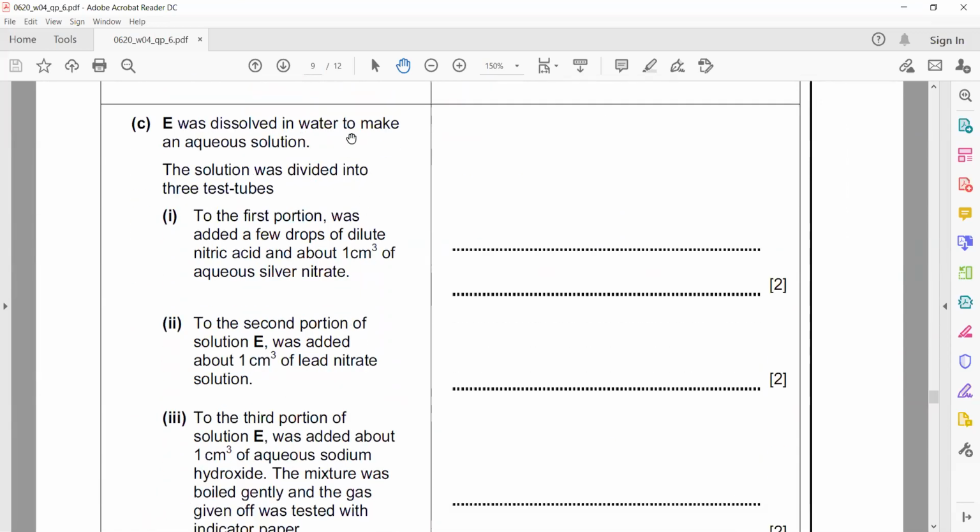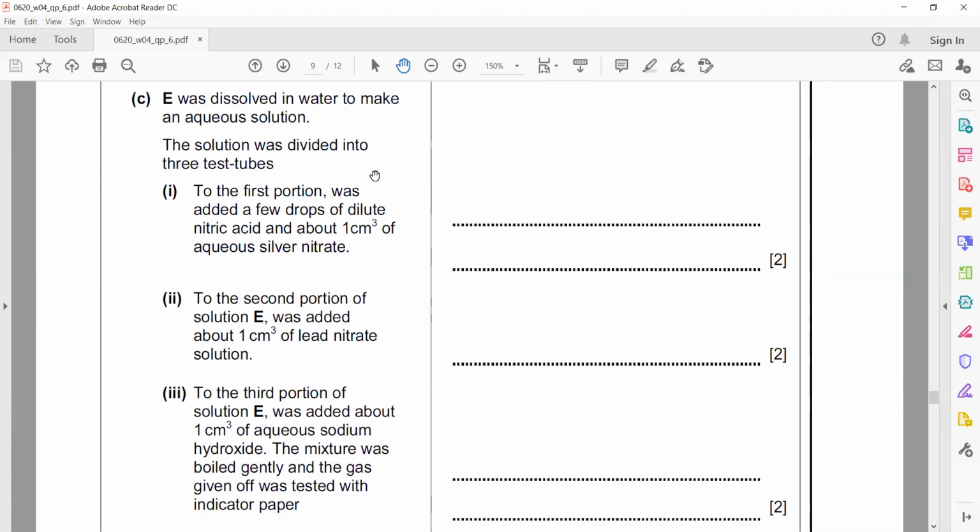Then E was dissolved in water to make an aqueous solution. To the first portion, we add a few drops of nitric acid followed by silver nitrate. That is a test for halide ions: chloride, bromide and iodide. What is the observation? We already know this is ammonium chloride, so it will be a white precipitate.